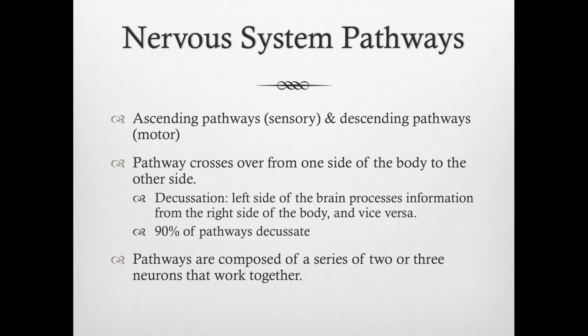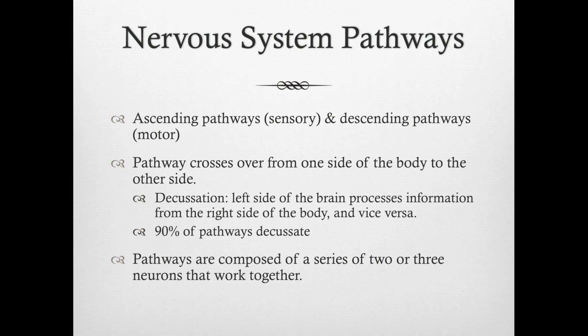And often, the pathway itself is actually going to cross from one side of the body to the opposite side of the body. And this process is actually called decussation. This is a situation where, say, the left side of the brain processes information from the right side of the body and vice versa. And as it turns out, this is incredibly common. About 90% of all pathways decussate. So again, this is very important. Not only is it common, it's very much the standard.